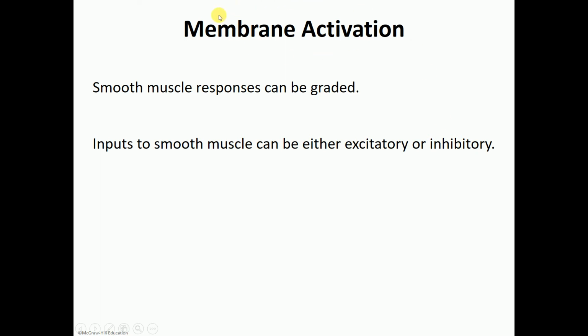For the membrane activation, smooth muscle fiber responses can be graded. Okay, so they can have these localized graded potentials. Smooth muscles can either be excited, so that will lead to contraction, or you can inhibit them. So again, compare that to skeletal muscle fibers. If the skeletal muscle fiber gets an order from a nerve, they are all excitatory. You cannot inhibit a skeletal muscle. But in smooth muscle fibers, some impulses are going to excite them, leading to their contractions, while others are going to inhibit them and lead to their relaxation.